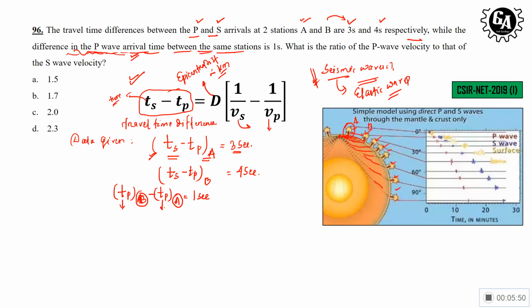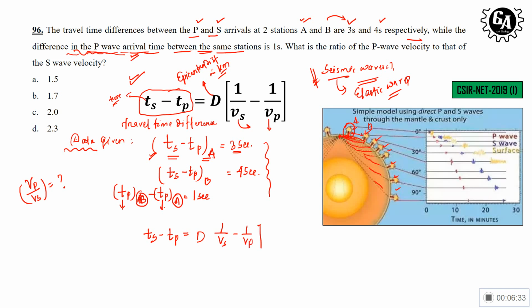Up to here, no doubt. These are the data given in the question. Now we have to calculate the ratio of P wave velocity to that of S wave velocity, that means Vp by Vs. The travel time and epicentral distance formula is going to be used here. Ts minus Tp is equal to D times (1 by Vs minus 1 by Vp).